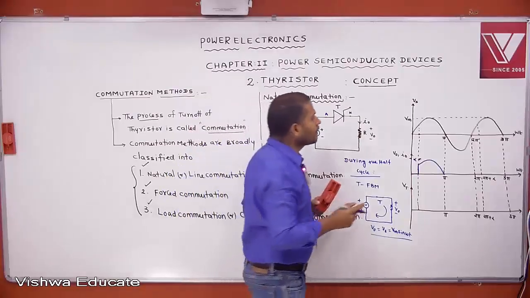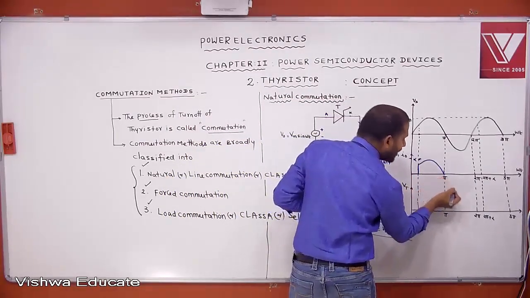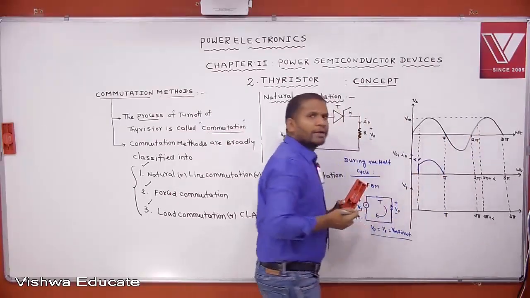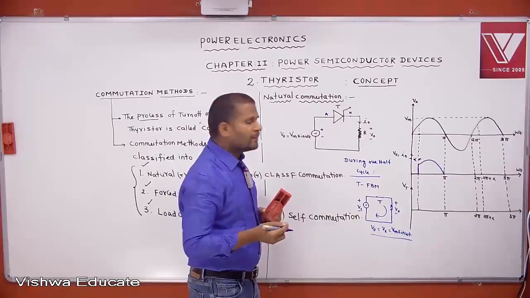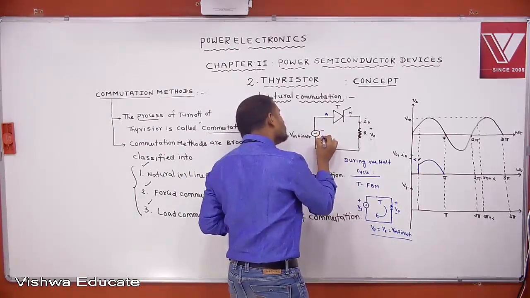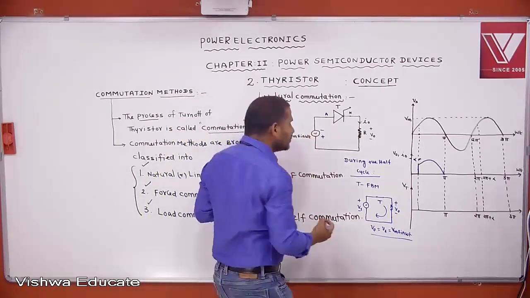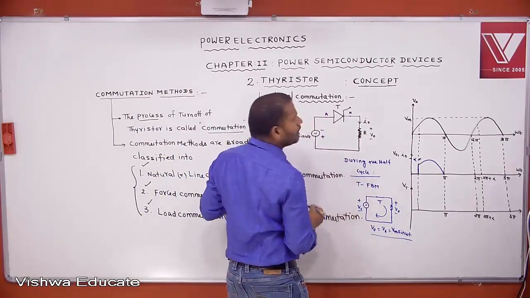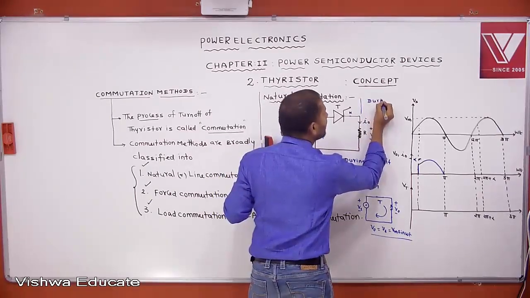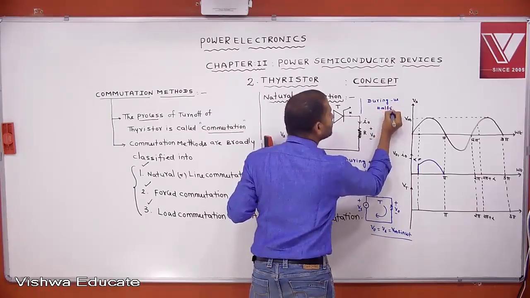At omega t equal to pi, the input voltage goes to the negative half cycle. That means whenever the negative half cycle is started, this is negative and this is positive. Because of this, now the question is, during the negative half cycle, what is happening?